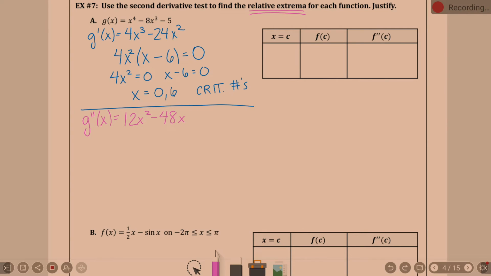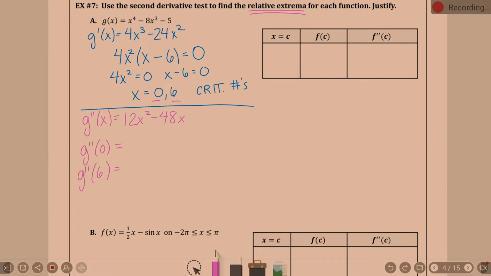(12x squared minus 48x). Now, I don't need to know critical values for it. This is going to be where we're going to test, okay? We want to factor. We don't have to factor, because we want to test these values. I want to know what is happening with the second derivative at 0 and what is happening with the second derivative at 6. Maybe you factored this to make life easier, maybe you didn't.